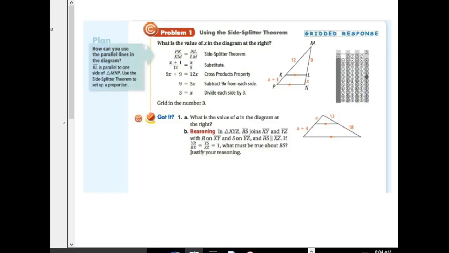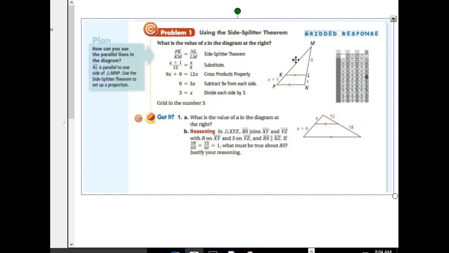But very quickly, if two lines are parallel within a triangle, as you can see in the picture there, then the two sides can be set up as proportions to each other. In this case, we're comparing the PK to the KM in the same way we're going to compare LN to LM. They prove to you and try to show you that this theorem does work. So now problem number 1 is simply using that particular theorem.